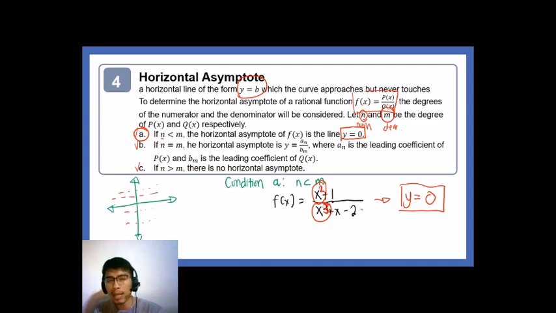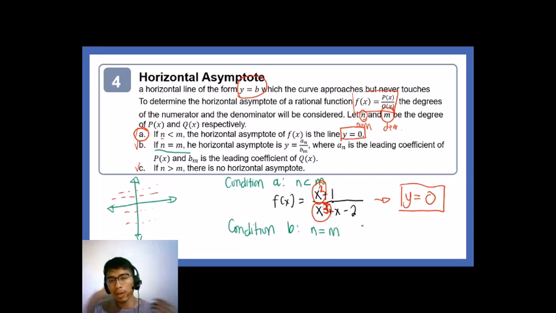So for horizontal asymptote, we are simply comparing the degrees of your numerator and denominator. That is condition letter A. How about condition letter B? For condition letter B, as it shows here, n is equal to m, meaning the highest degree of both numerator and denominator are equal. So this is how you do it.